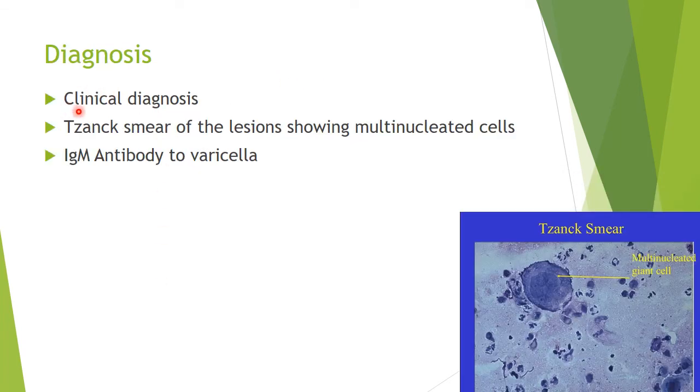So diagnosis is mostly clinical, but a Tzanck smear of the lesion shows multinucleated cells. This is the Tzanck smear showing multinucleated giant cells. An IgM antibody to varicella can also be found.